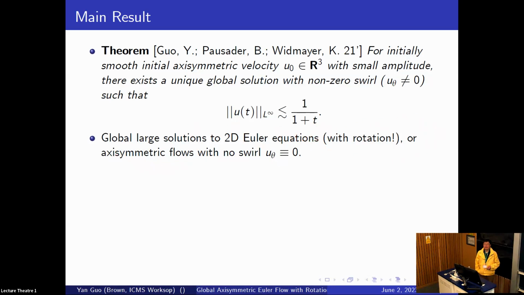In the axisymmetric case, if there is no swirl, this is for the original Euler equation without rotation. If there's no swirl, then swirl u theta equal to 0 is an invariant. In other words, if you start with u theta equal to 0 and you're smooth, then u theta stays 0 for all time. So this is the invariant for the original Euler equation. So also you have a global solution with large amplitude for axisymmetric flow with zero swirl.